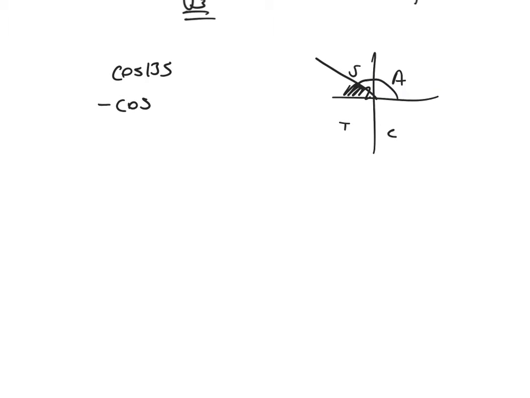Okay, the next one is going to be cos 135. Okay, so 135 is in the sine quadrant, so cos is negative in there. The acute angle is 45 degrees. Minus cos 45, that's minus 1 over root 2.